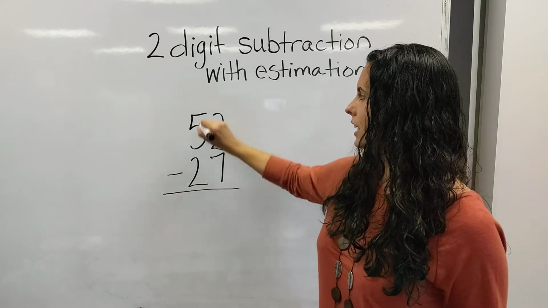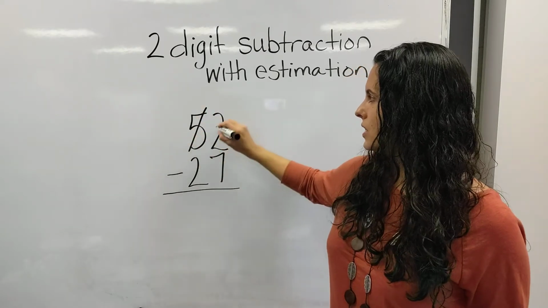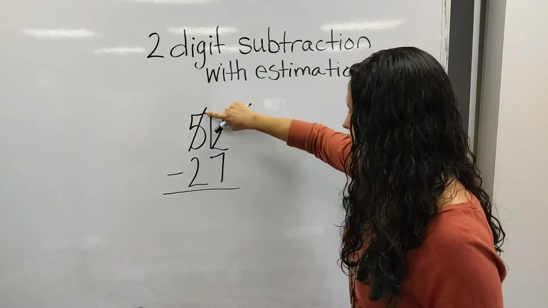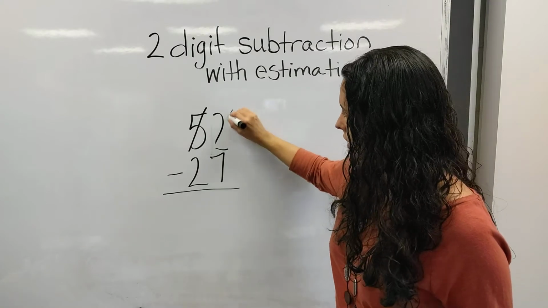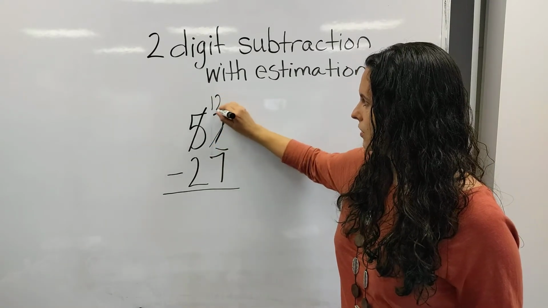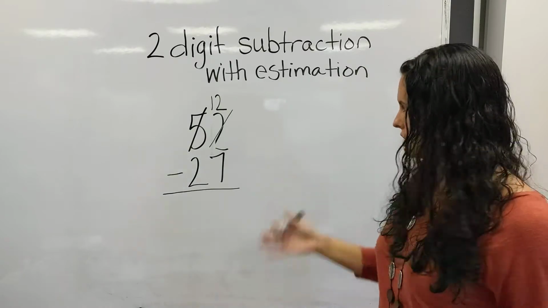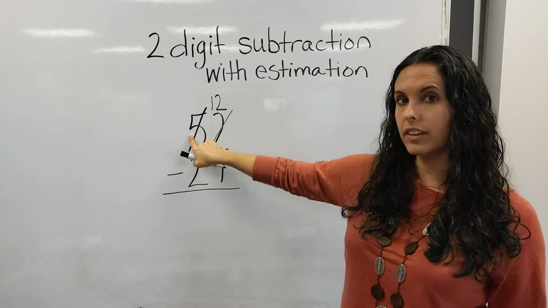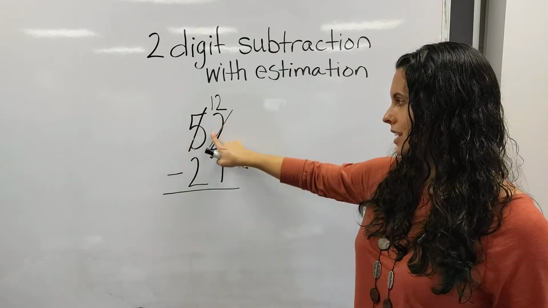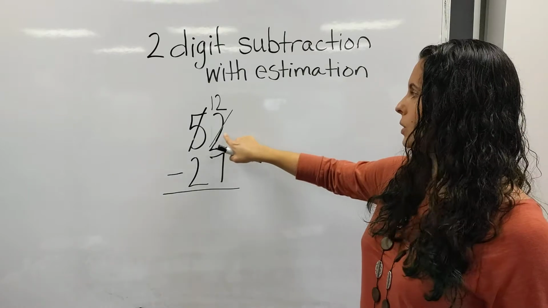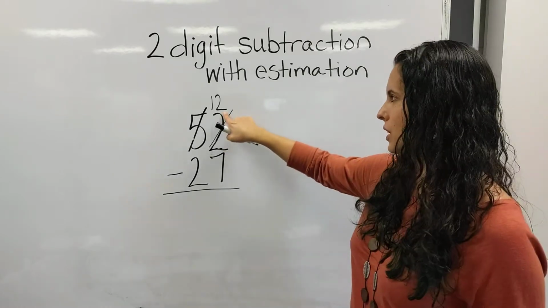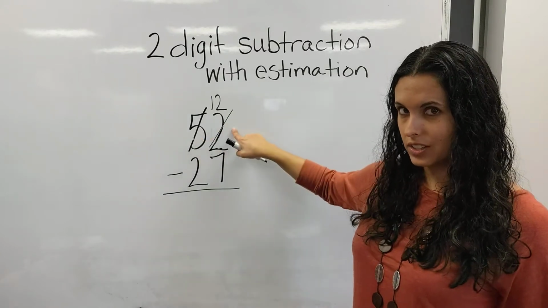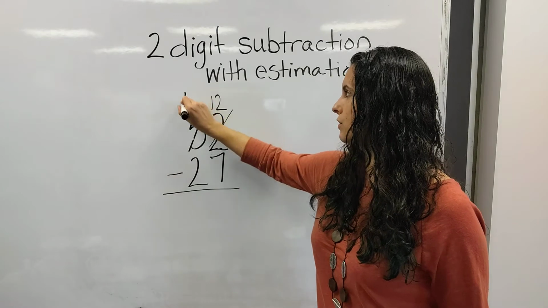So what does that look like? That's when we cross this out and we stick a 1 in front of this 2 and we make it a 12. Now, if you are a person who has done this before, and you make that a 12 there, it's the same thing. It's whichever way you prefer is fine with me. So as long as you know you're taking a 10 away from this side, and you're giving the 10 to this ones place, which makes that 10 plus 2, 12 here. So because I gave one of my 10s to this side, this 5 now drops to a 4.